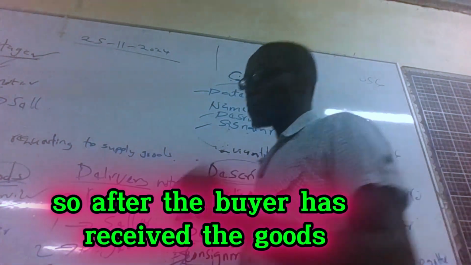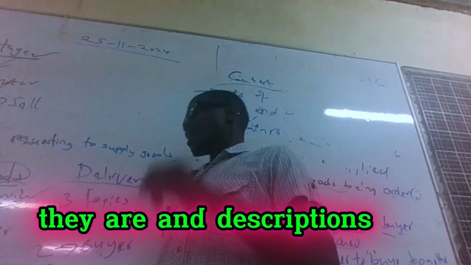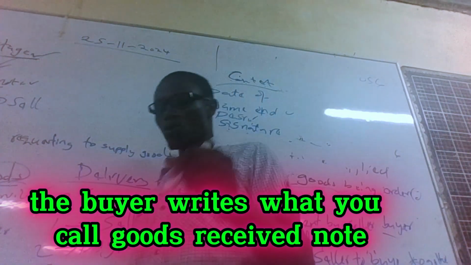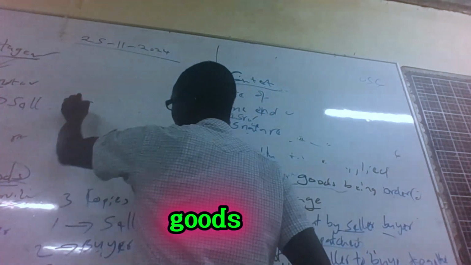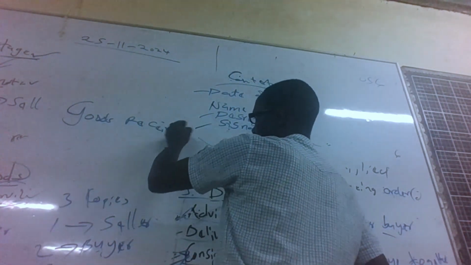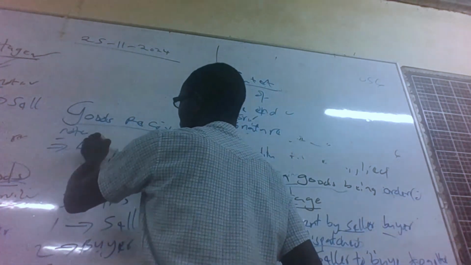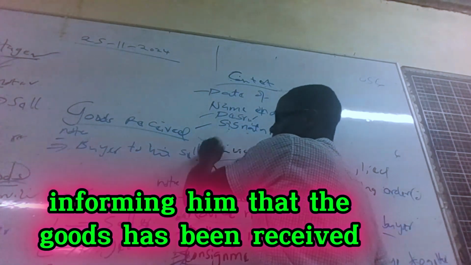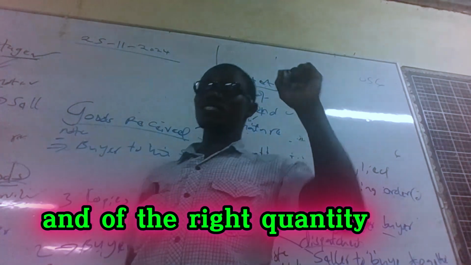And also we have what we call a goods received note. After the buyer has received the goods in the right order, quantity and descriptions, the buyer writes a goods received note. It is a document written by the buyer to the seller, informing him that the goods have been received and are of the right quantity.